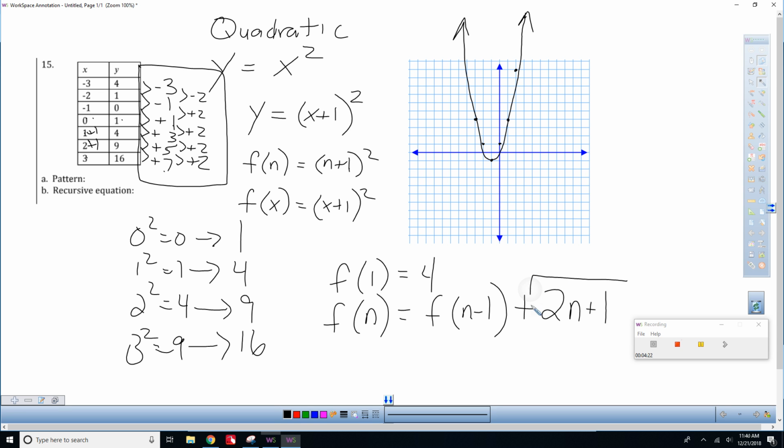And again, I don't know how else to tell you that other than to guess and check. So what does that mean? How did we find f of 4? We took f of 3, which was 16, and we're going to add 2 times 3 is 6. No, sorry, f of n. 2 times 4 is 8, plus 1 is 9. Okay, that's exactly what we're going to do to get to our next number. And that's how I know I did it right.